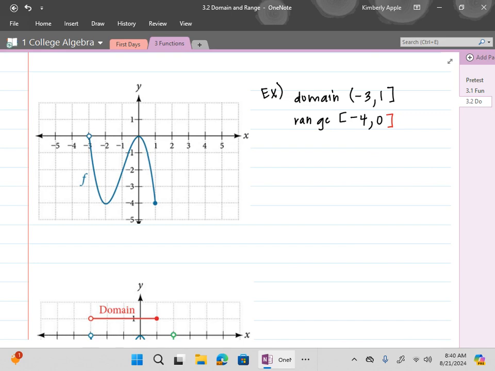Let's see, would I exclude 0 now? Yes, now I would exclude 0. Would I exclude -4 now? No, because of this closed circle.